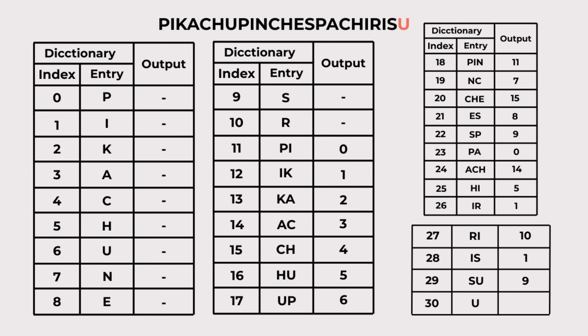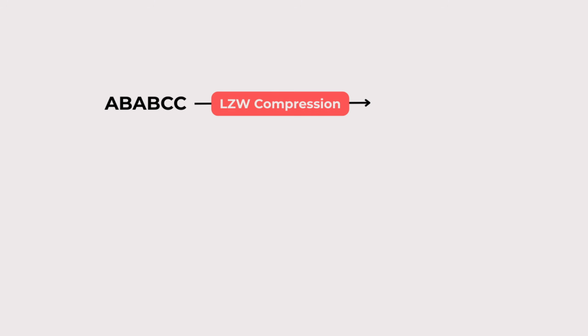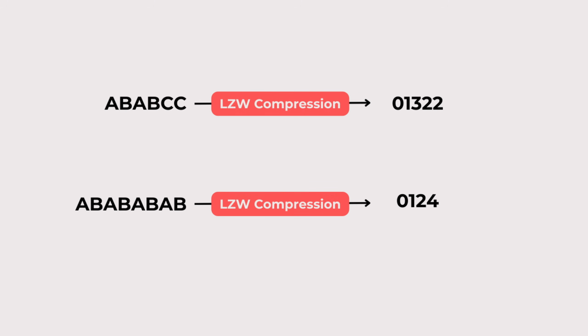Now the encoding is complete and our text is fully compressed. LZW compression works even more efficiently when the text is longer and has more repeating patterns.